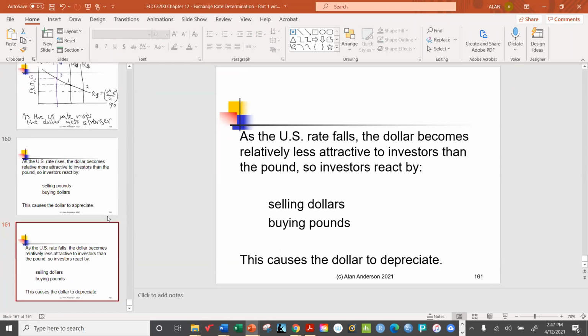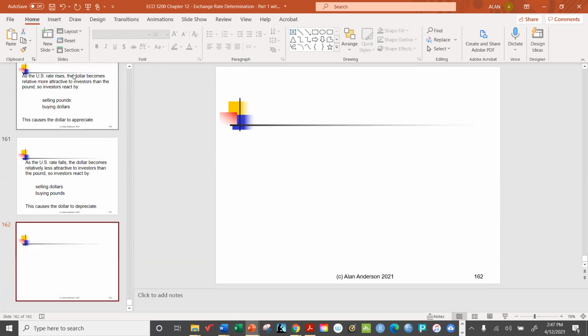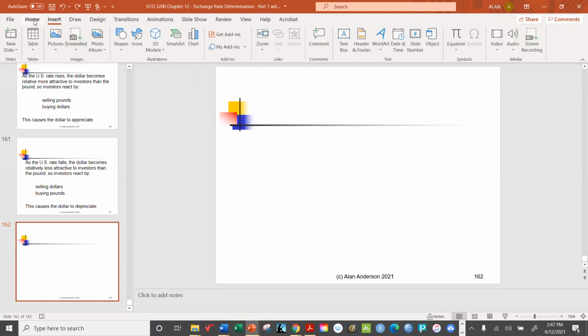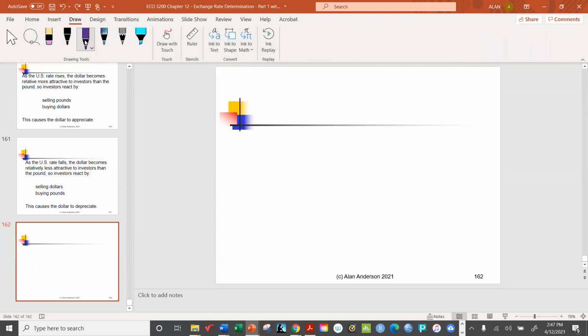All right, so we see the two possible changes in the US rate. Changes in the UK rate work in exactly the same way. The UK can change its rates of interest just as easily as the US, possibly through monetary policy, possibly for other reasons. So let's see.